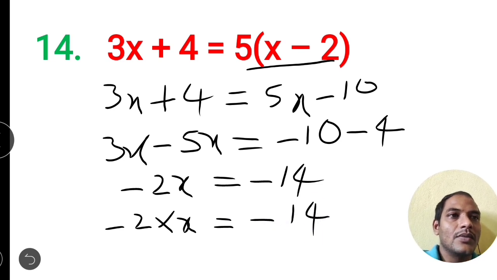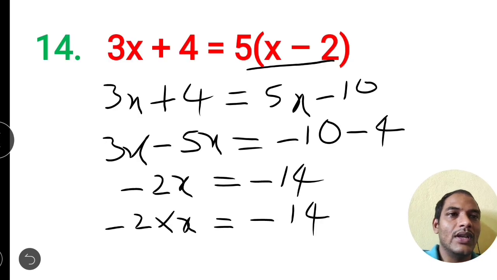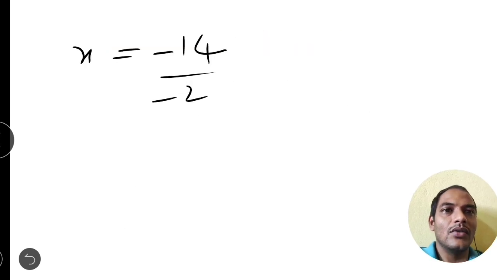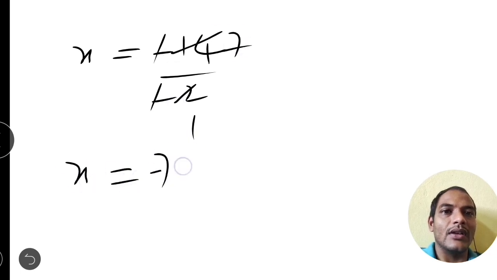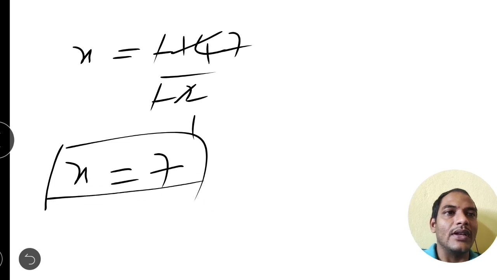So let us transpose the minus 2 to the RHS side. Then x equals minus 14 divided by minus 2. See here, minus 2 will come as it is. So minus minus cancel, 2 ones are 2, 2 sevens are 14, then x equals 7. So our required answer is 7.